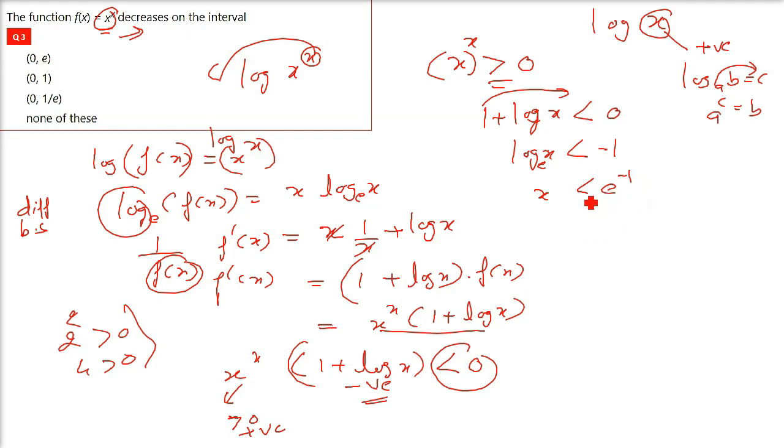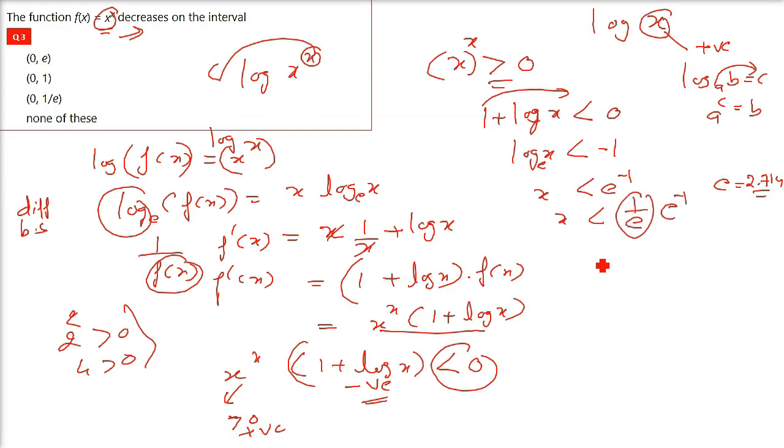Same logic of log I have just written like this. Just forget about the less than sign, keep it equal and then just replace it by less than. Then you will be able to write it properly. So x is less than 1 by e. e is a constant value, 2.714 something, so it will be positive only. 1 divided by 2.714 will be 0 point something.